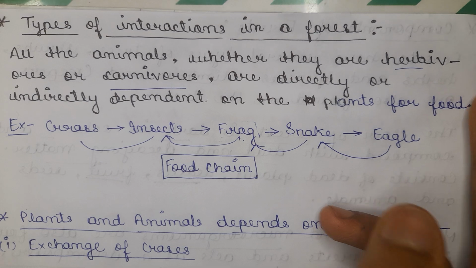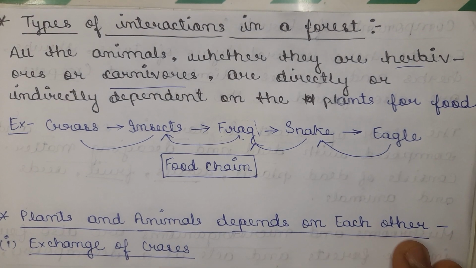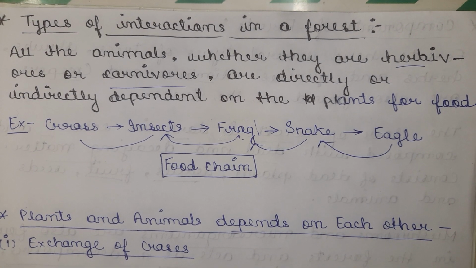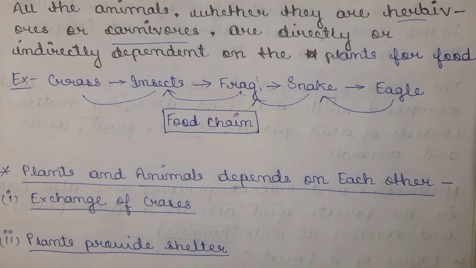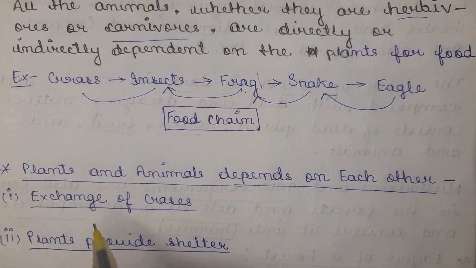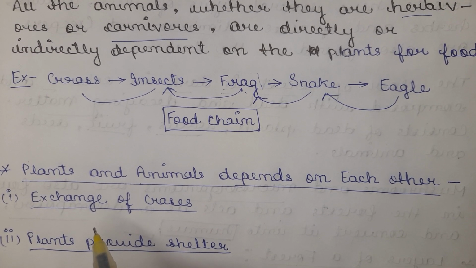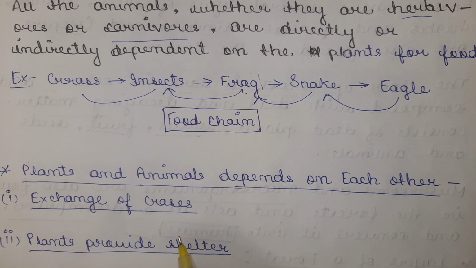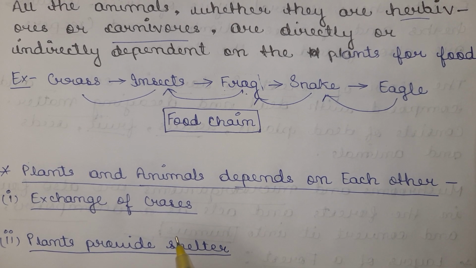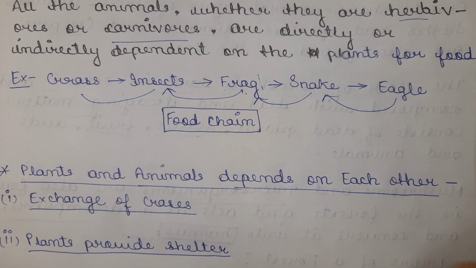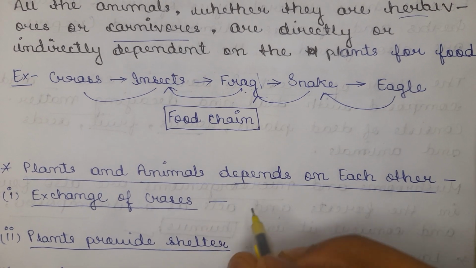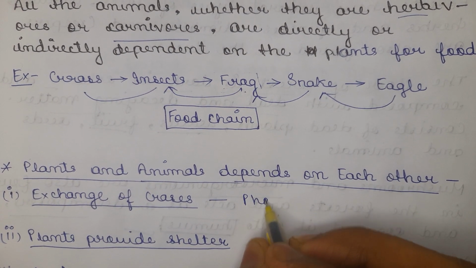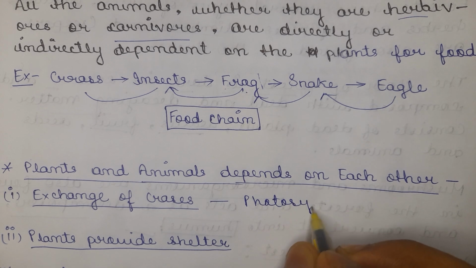So how will they be affected? Basically plants and animals depend on each other. How are they dependent? Basically plants utilize carbon dioxide. We all know that plants use carbon dioxide, and that is released by the animals during the process of respiration. So this carbon dioxide is used by the plants for the preparation of food, that is by the process of photosynthesis.